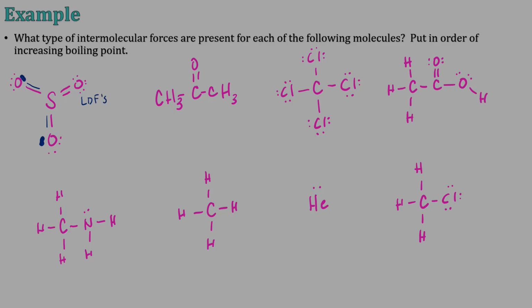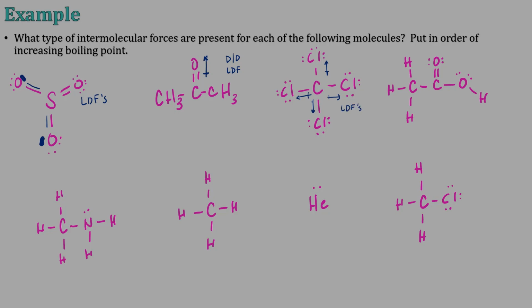All right, and then we have acetone, and acetone is polar towards oxygen. There is no hydrogen bonding here because there is not a hydrogen that's bonded directly to a nitrogen, oxygen, or fluorine, but it is polar. So it's going to have dipole-dipole interaction, and it's also going to have LDFs because everything has LDFs. All right, and then next we have carbon to chlorine bonds, which are polar bonds. But since they're all polar, they all cancel out. And so therefore, this is only going to have LDFs.